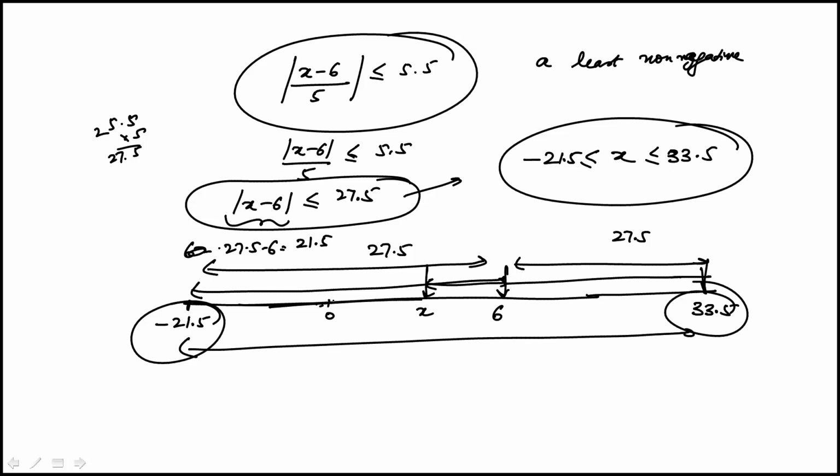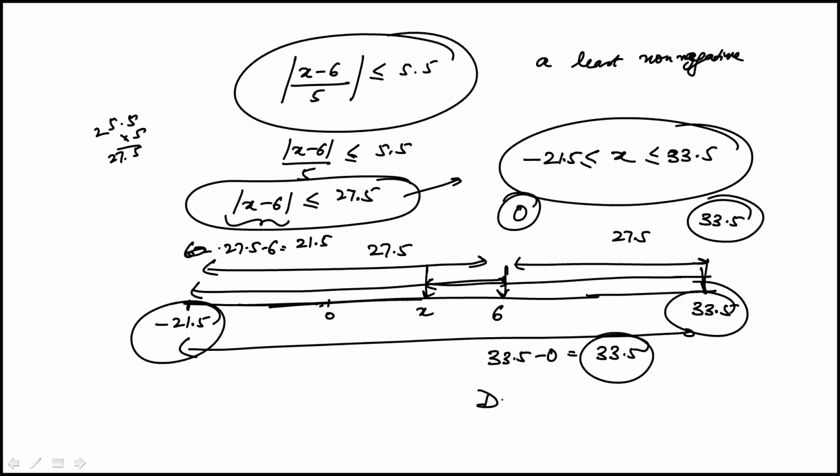So the least one is non-negative real number solution. So that would be 0. 0 is neither positive nor negative. So the least value would be 0. And then they're saying greatest real number solution, which is 33.5. And they're looking for the difference, 33.5 minus 0, which is 33.5. So the answer is D.